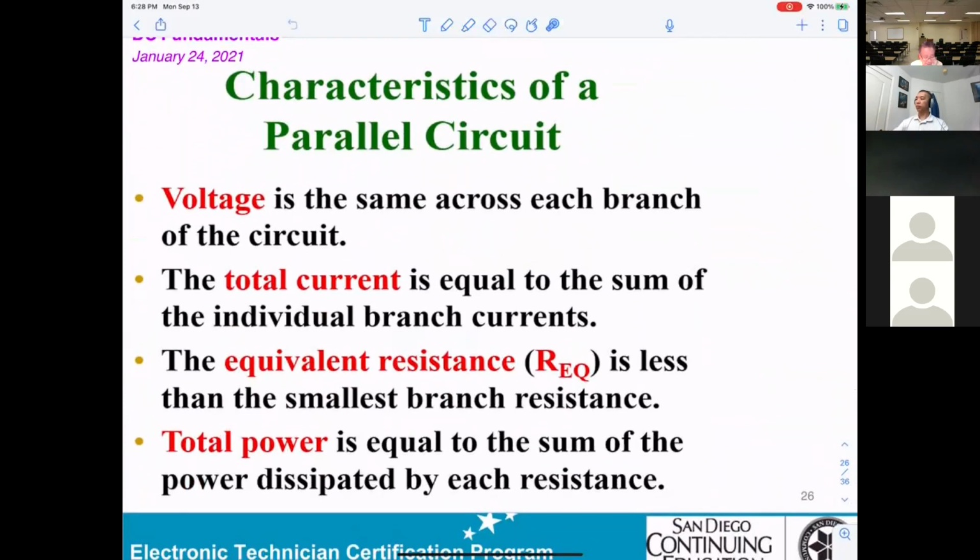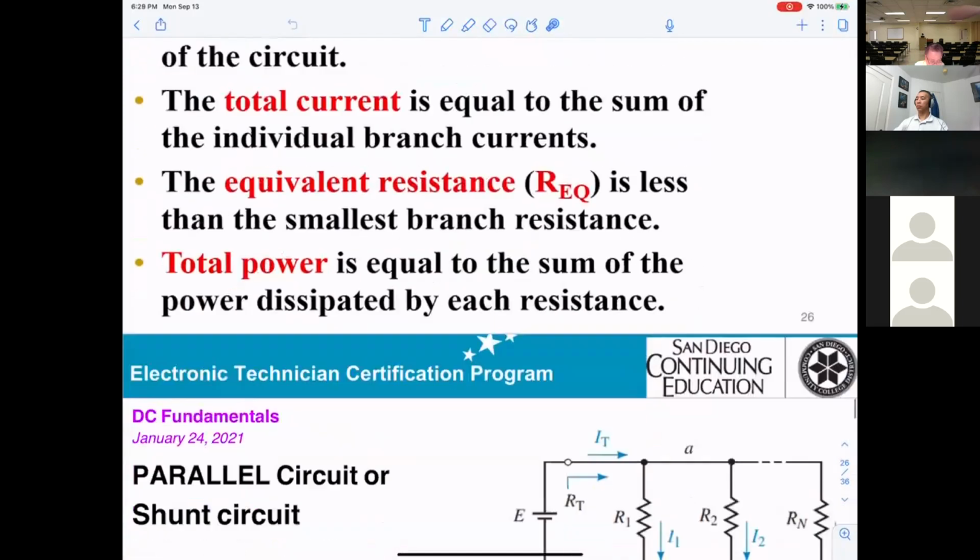Voltage is the same across each branch of the circuit. Total current equals the sum of the individual branch currents. The equivalent resistance is less than the smallest branch resistance. Total power is equal to the sum of the power dissipated by each resistance.